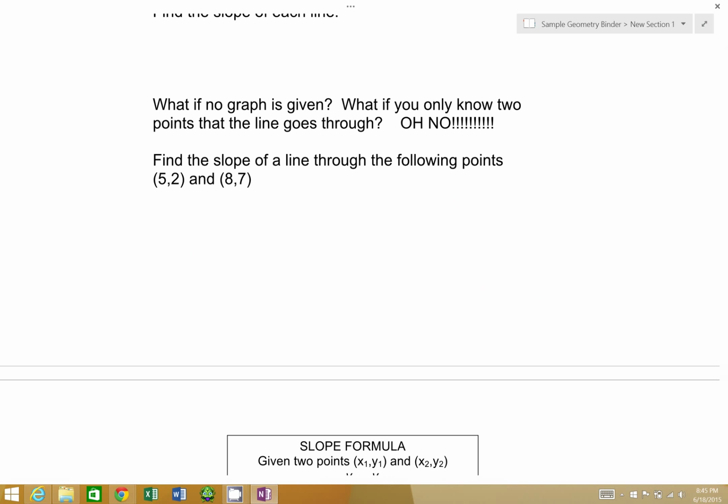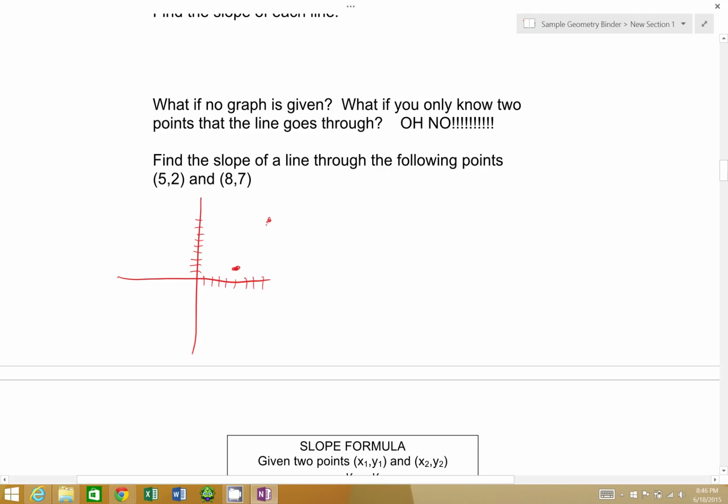So if I were to do that, I could do this one of 2 ways. I could recognize that I could draw out a graph on my paper, and if you want to do this for the STAR test, if it floats your boat, that's fine. As long as you pass the STAR test, we're fine with that. Okay? 2, 3, 4, 5, and up 1, 2. There's a point. And over 3 more, and up to 7. And there's my other point.